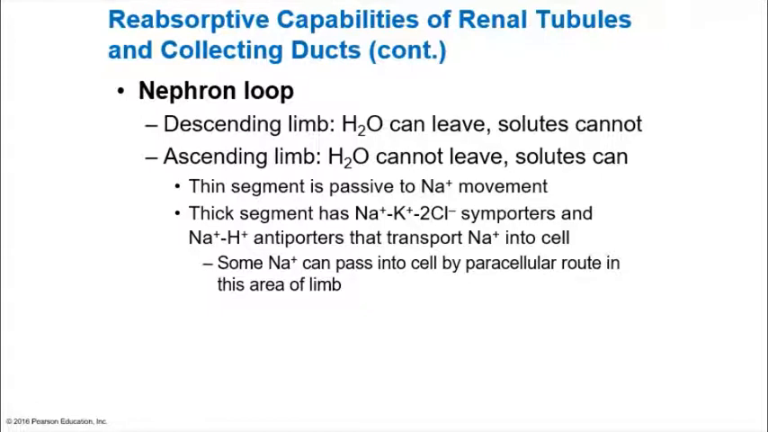Why? It has to deal with how things could pass through the plasma membranes. In the descending limb, water could leave a cell. It could get reabsorbed. But solutes cannot cross, so they will not.